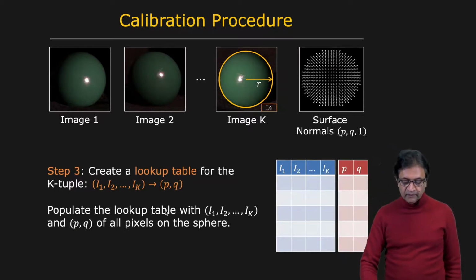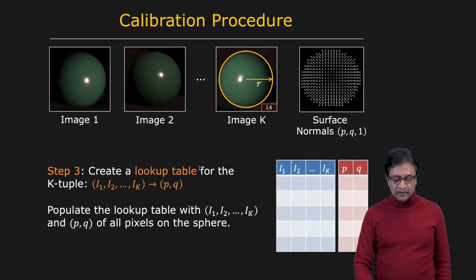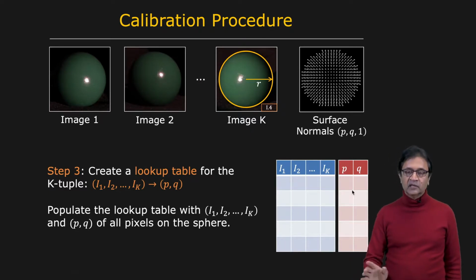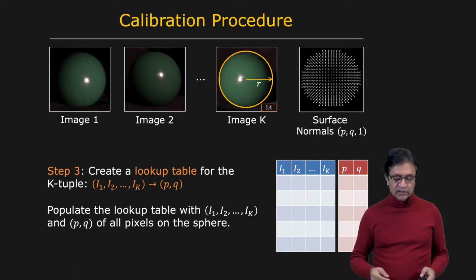So once you've done that, you're going to create a lookup table. The index of the lookup table is really this K-tuple that you have, the set of image intensity values I1 through IK. And the entry corresponding to that index is the surface orientation (p, q) on the right side right here. So we populate the entire lookup table with I1 through IK as the index and (p, q) as the entry. That's the calibration process. So now it's easy.